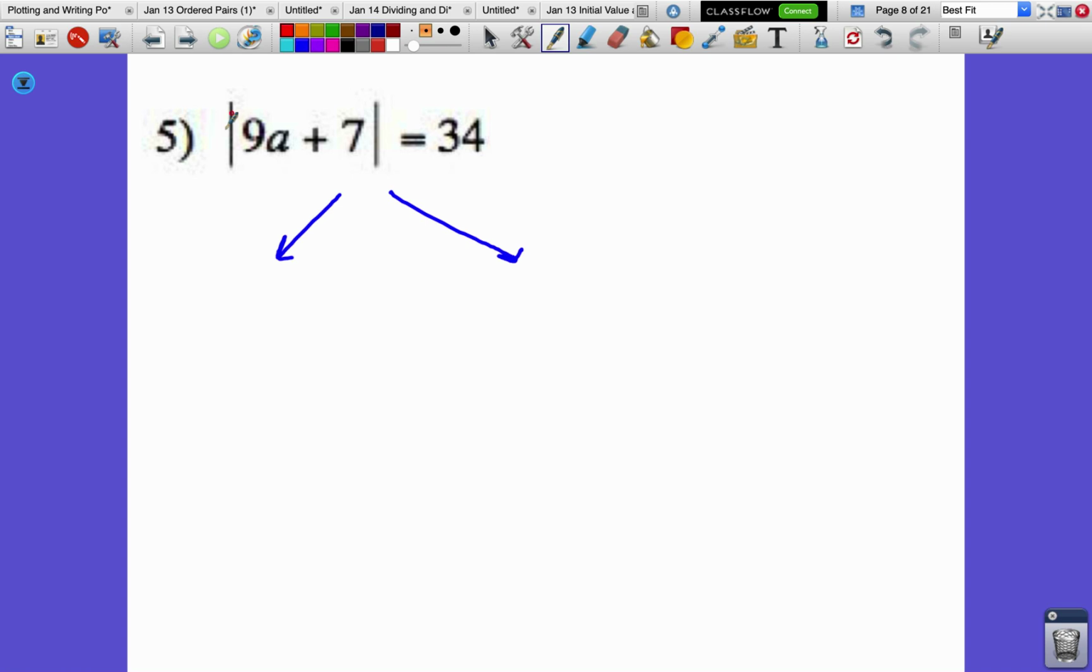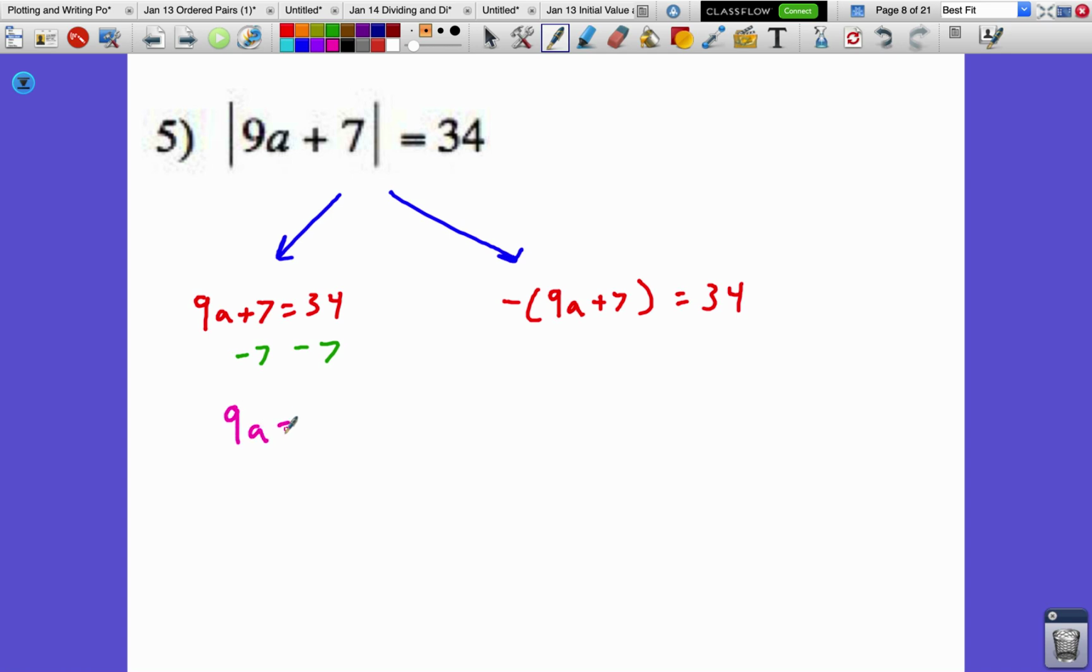In the first possibility, that value is positive, so the brackets can be dropped, and I get 9a plus 7 equals 34. All right, in the second possibility, this value is negative, and it needs to be multiplied by a -1 to become positive again. So I put a negative in front, and the brackets become parentheses. And now I've just got two equations that I need to solve. In this one over here, I move my constants away from the variable by subtracting 7 from both sides.